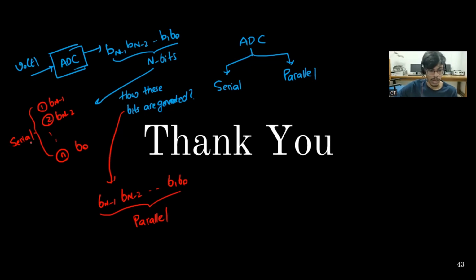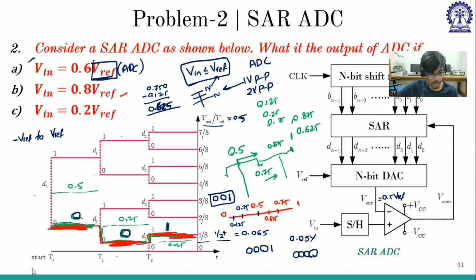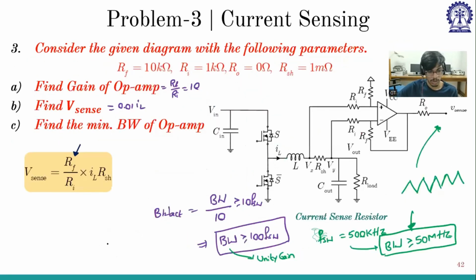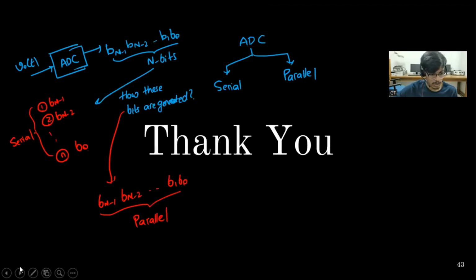So serial is bit by bit. In parallel, all bits, or some bits, are coming at the same time, more than a bit at the same time. If I go to the SAR ADC, what I was discussing is that first a bit is decided, then the next bit is decided, then the next bit is decided. So it follows this pattern: first this bit, next this bit, up to this bit. It has 3 bits, so 3 stages. If it has n bits, it will have n stages.